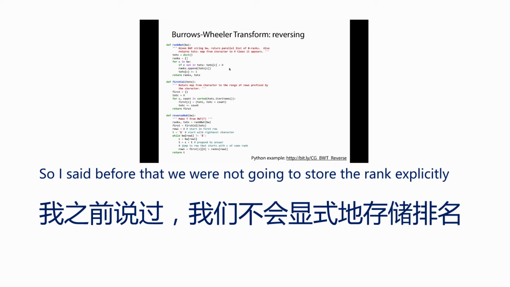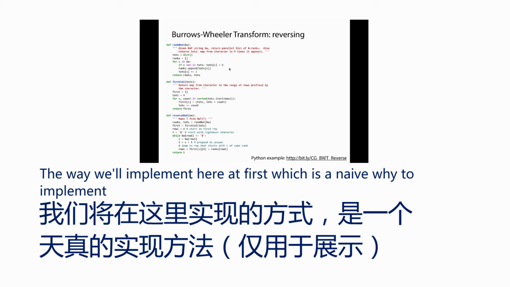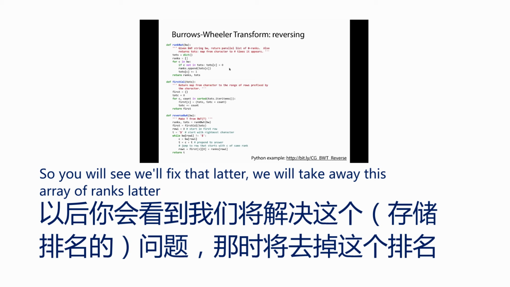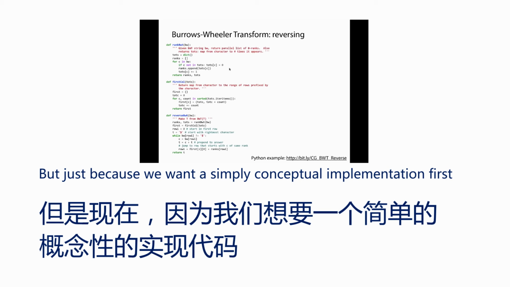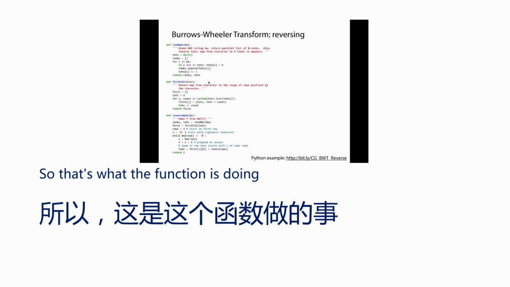I said before that we were not going to store the ranks explicitly, that the ranks were mainly for illustrative purposes so that we could see what was going on after permutations had occurred. The way we're implementing it here at first, which is a naive way, is to explicitly build an array of those ranks. But as you'll see, we'll fix that later. We'll take away this array of ranks later. But because we want a simple conceptual implementation first, we are going to explicitly calculate a parallel list of ranks. So that's what this function is doing.